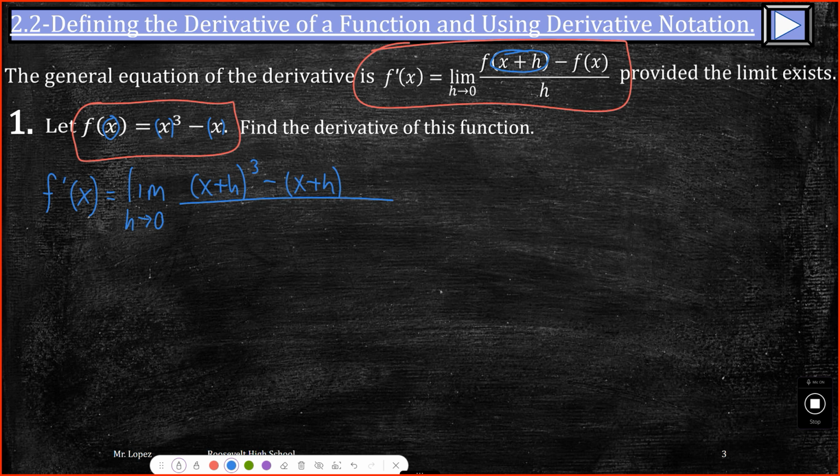And then I'm going to do what? What does it say to do here? Minus what? I'm going to minus f of x, yes? And what is f of x? X cubed minus x, yes. Minus, in parentheses, put x cubed minus x, over h.